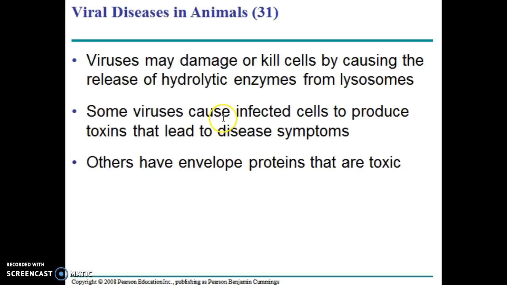So going back to the first part of question 31, what are 3 ways that viruses make us ill? That's spelled out for you right in words on our screen here. Viruses can damage or kill cells by releasing enzymes from lysosomes to hydrolyze the cell or break it apart. Second thing, some viruses cause infected cells to produce toxins that lead to diseases, and others have an envelope that contains proteins that are toxic to the cell.